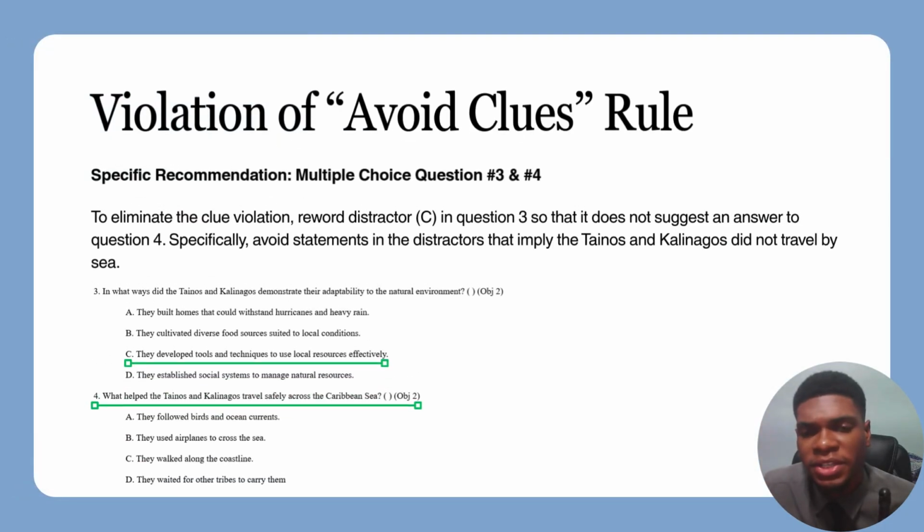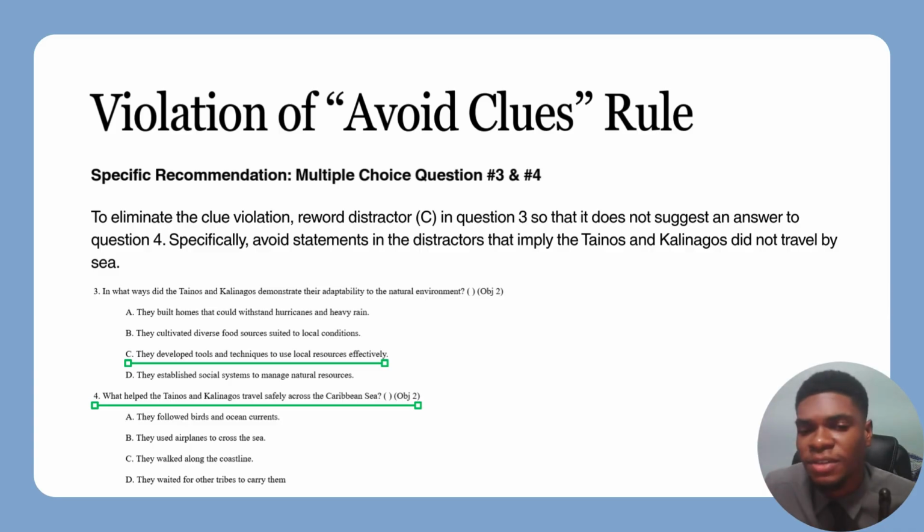One specific recommendation we would give is to eliminate the clue violation by rewording distractor C in question 3 so that it does not suggest an answer to question 4. Specifically, avoiding statements in the distractors that imply the Taínos and Kalinagos did not travel by sea. So question 3, distractor C, becomes they develop tools and techniques to use local resources effectively.